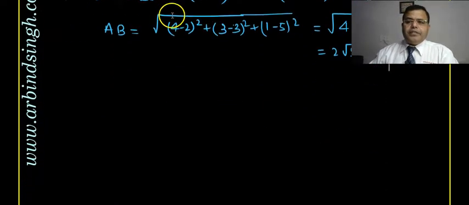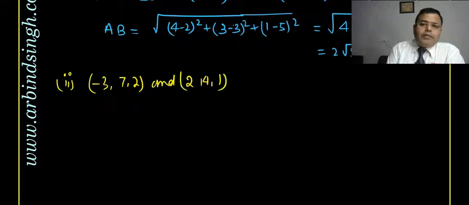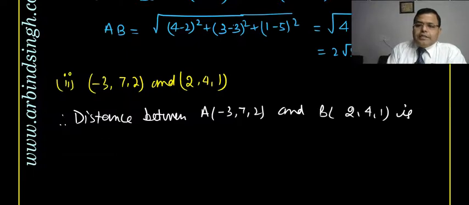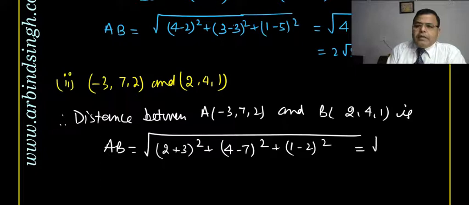Doing the same thing in next question. So therefore distance between points minus 3 7 2 and 2 4 1. These are two points. So the distance between A minus 3 7 2 and B 2 4 1 is AB is equal to, again you can write it, 2 minus minus 3 that is plus 3 whole square, 4 minus 7 whole square plus 1 minus 2 whole square. And that is equal to what?